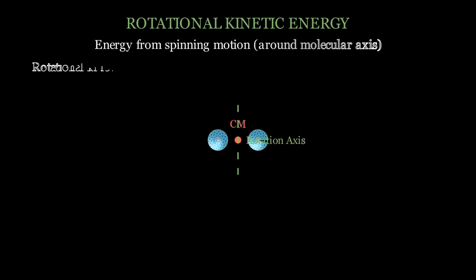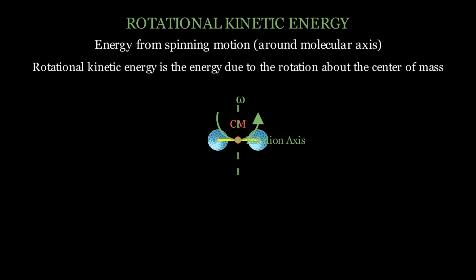But molecules don't just move in straight lines. Some can also spin. This is called rotational energy. For diatomic molecules like hydrogen, they can rotate around axes perpendicular to the bond between atoms. This spinning also stores energy.